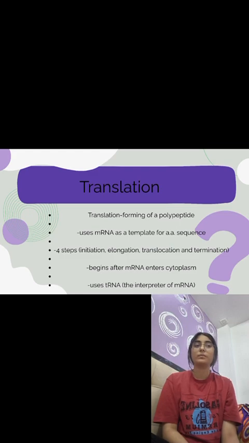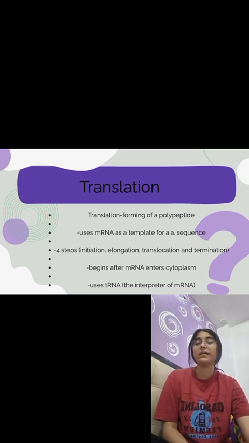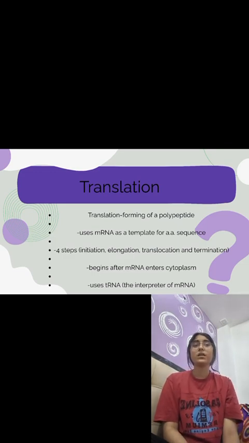Translation is the forming of a polypeptide, using mRNA as a template for the amino acid sequence. It has 4 steps: initiation, elongation, translocation, and termination. It begins after mRNA enters the cytoplasm. It uses tRNA as the interpreter of RNA.